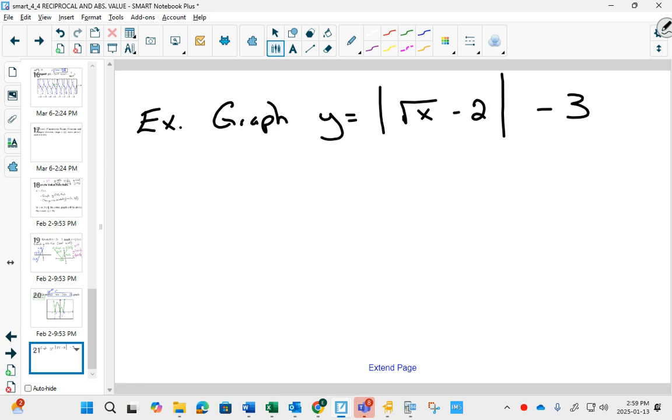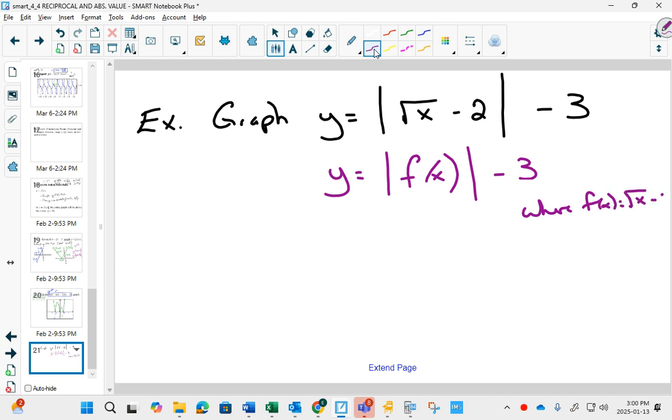Graph the absolute value of the square root of x minus 2, minus 3. Can I just combine the minus 2 and the minus 3 together? No, those absolute values are a function. So we are going to think of this. We want to graph absolute value of some function f of x, minus 3, where f of x is the square root of x minus 2.